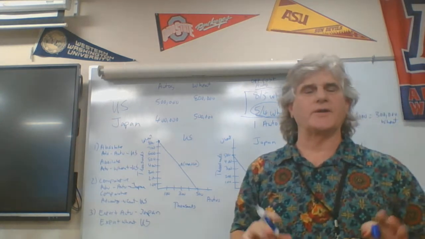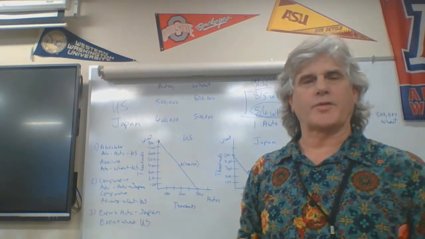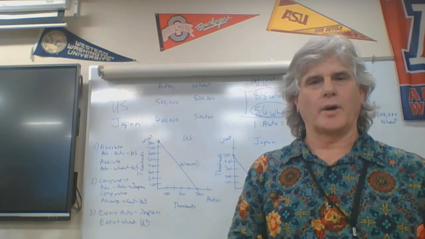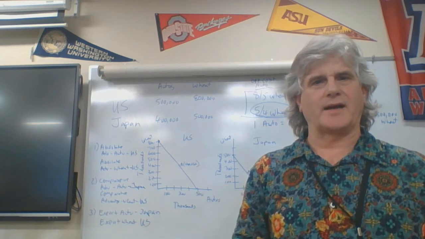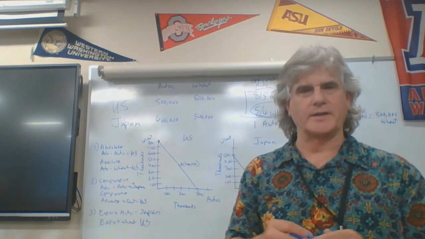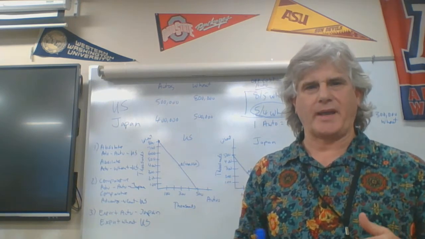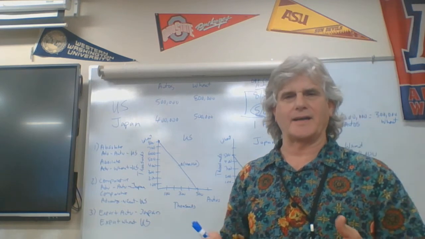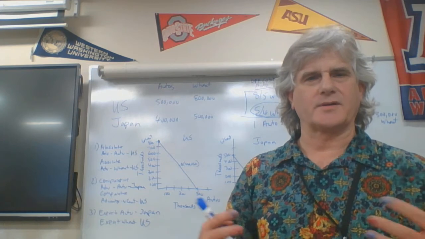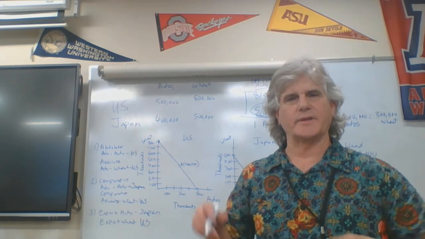So we are going to trade 200,000 autos for 300,000 wheat. So one car equals 1.5 wheat. It's the same ratio. So 200,000 autos for 300,000 wheat. And that's within the ranges. Japan can make 200,000. They have enough. They have some left over. The United States has 300,000. So that's what we're going to be doing. We're going to be doing this trade.